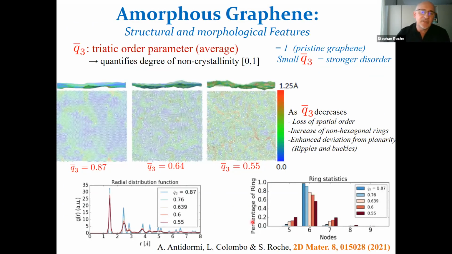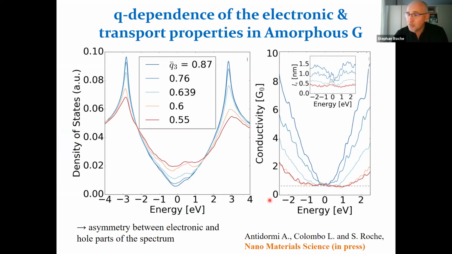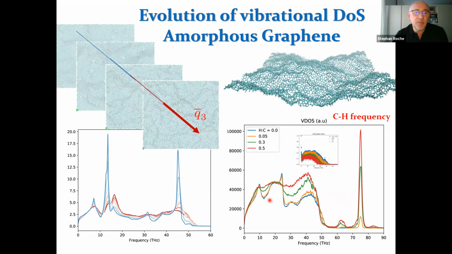So we have defined, you can find in this paper, the level of disorder can be quantified by this triatic order parameter. It's very interesting, and the smaller it becomes, the farther we are from the pristine graphene. And then you can also connect the number of non-hexagonal rings that are created and increase when you depart from the clean case. So we can follow the properties. This is an example on the density of states, or the mean free path, the conductivity as a function of the degree of disorder. We can also investigate the properties which are thermal.